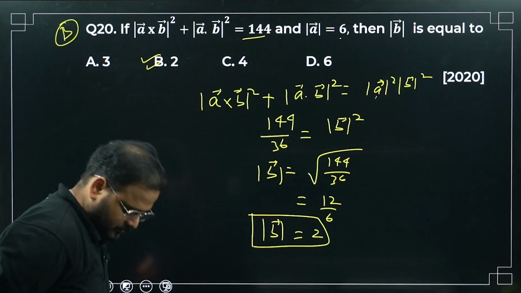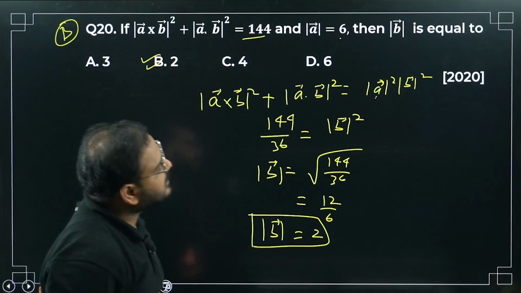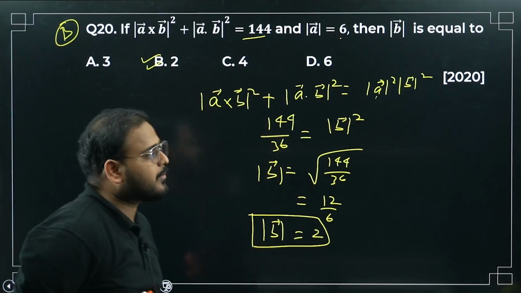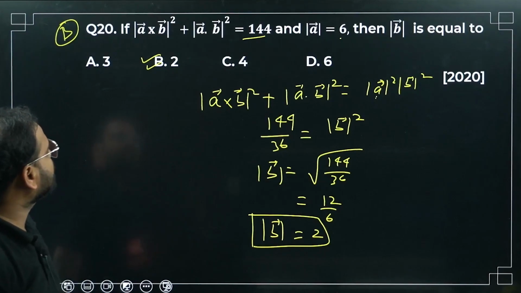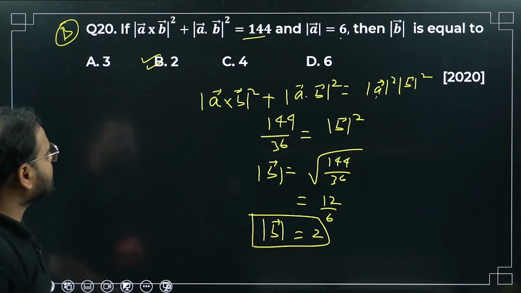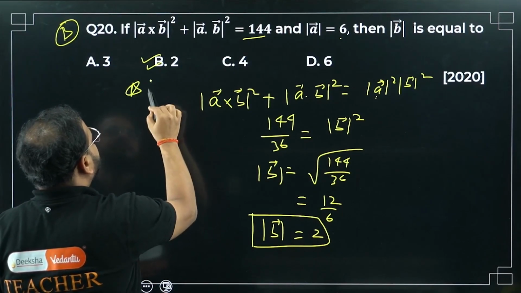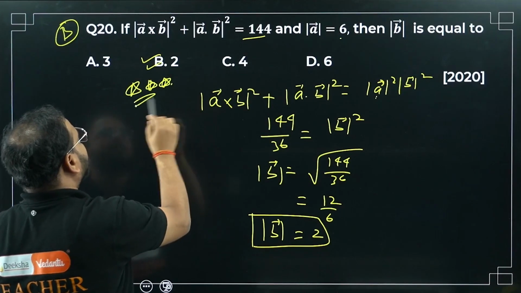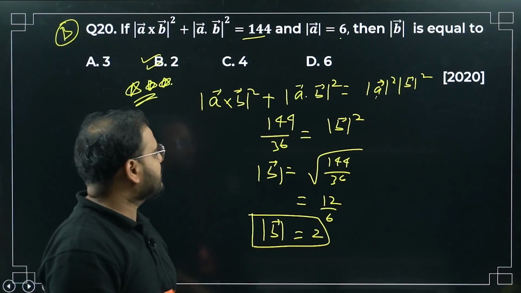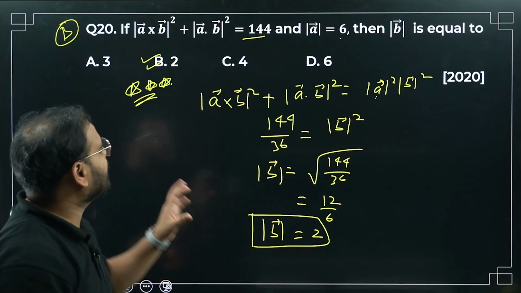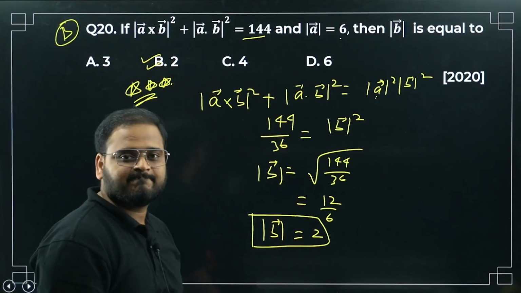Simple problem. Simple enough? Yes. Asked in 2020 in the paper of KCET. So please check. Simple question. Remember this property. Very, very important. Every alternate year they keep asking this. This can be expected. This is one of the most expected questions from this property. Okay, chaliye.